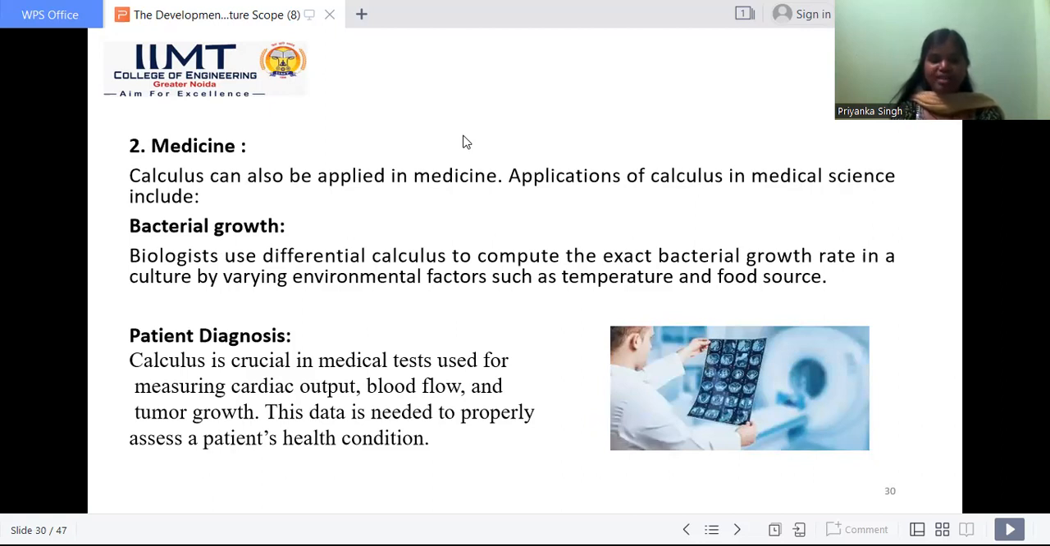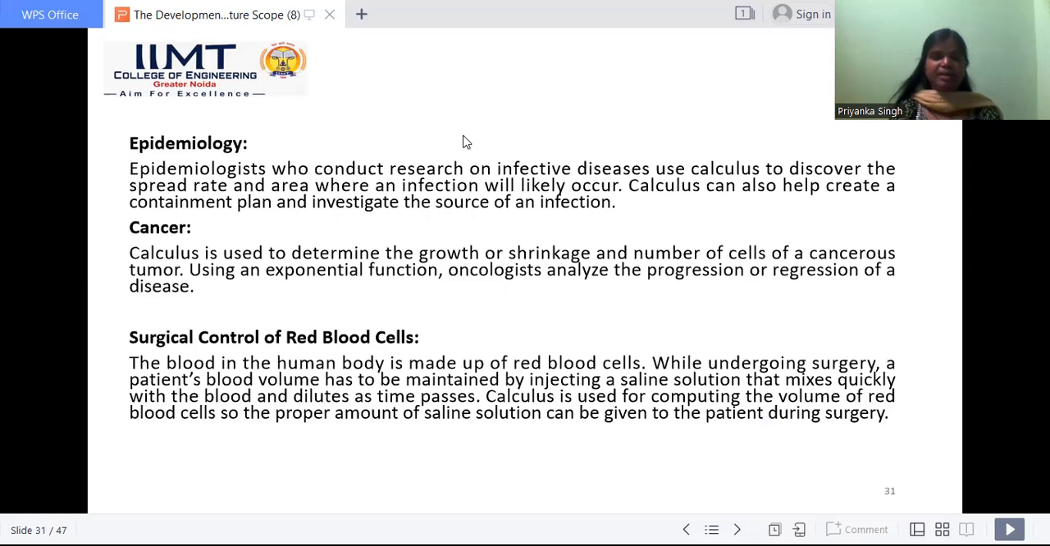Calculus is crucial in medical tests used for measuring cardiac output, blood flow, and tumor growth. This data is needed to properly assess a patient's health condition. Epidemiology. Epidemiologists who conduct research on infectious diseases use calculus to discover the spread rate and area where an infection will likely occur. Calculus can also help create a containment plan and investigate the source of an infection.